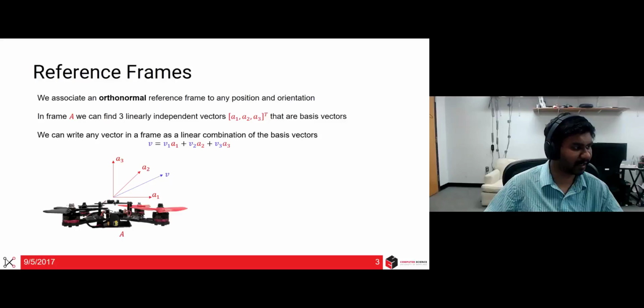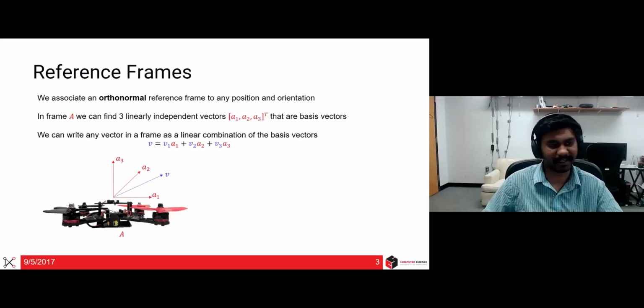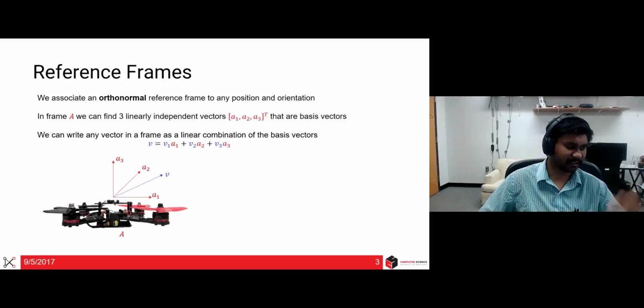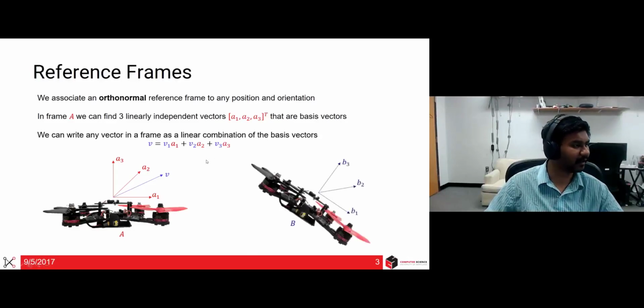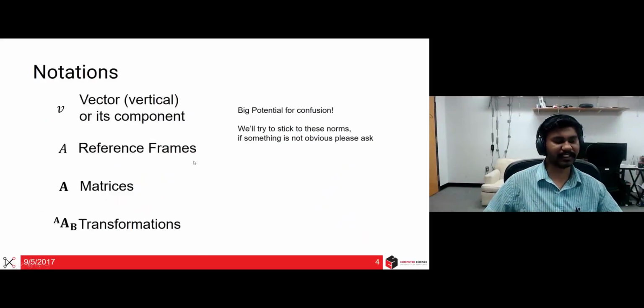This is analogous to dropping a perpendicular from V onto each of these X, Y, Z axes, or A1, A2, A3 axes, and defining the coordinate vector V. So it's similar to what we learned in high school. We write coordinates as 2 or 3 numbers, and for 2D and 3D, this is exactly the same thing, just put more formally in mathematical terms. The same thing applies for any coordinate frame B, rotated, translated, whatever. Okay.